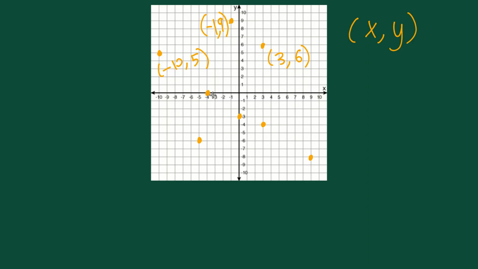Now, this point and this point I'm going to do last. Let's move on to quadrant 3. Our x is at -5. Our y is at -6. Quadrant 3. Quadrant 4. This point here. We're at 3, -4. Oops, sorry. That x should be a positive. 3, -4. And last, we have this point. We are at 9, -8.